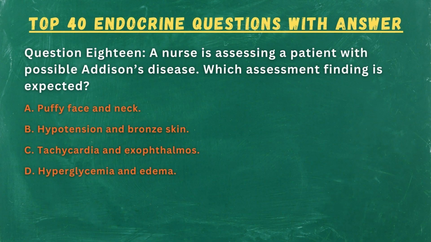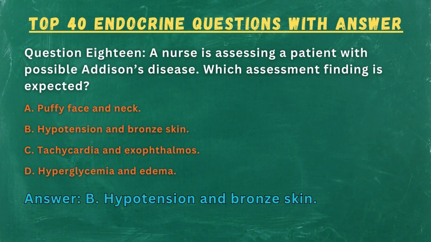Question 18. A nurse is assessing a patient with possible Addison's disease. Which assessment finding is expected? A. Puffy face and neck. B. Hypotension and bronze skin. C. Tachycardia and exophthalmos. D. Hyperglycemia and edema. Answer: B. Hypotension and bronze skin.